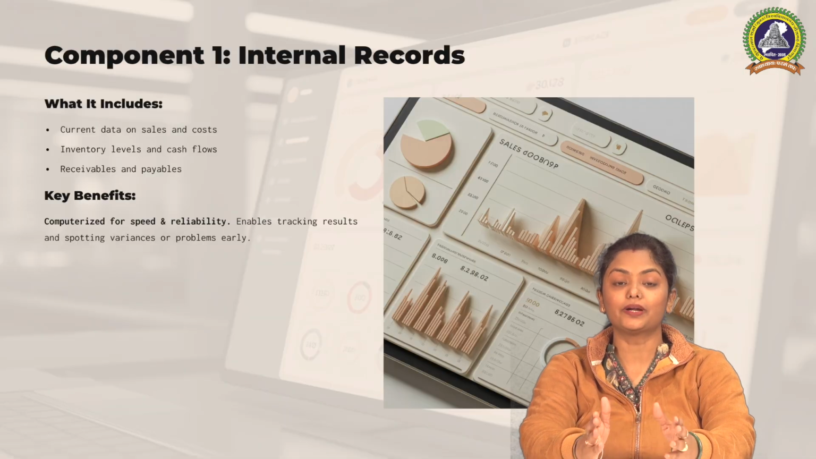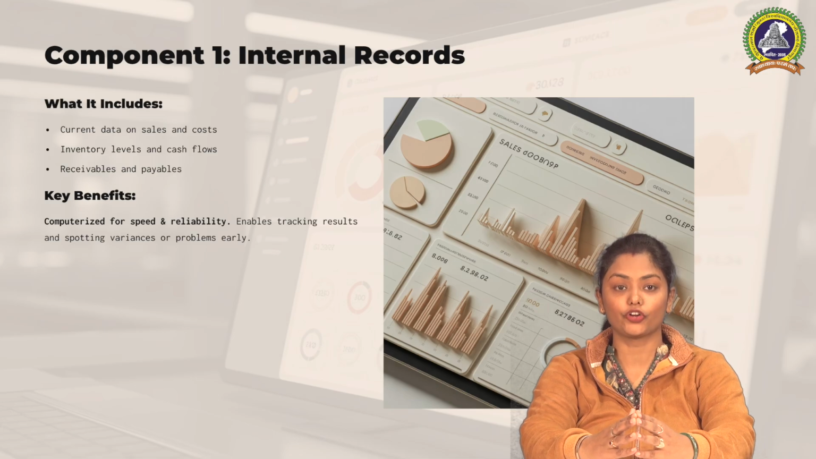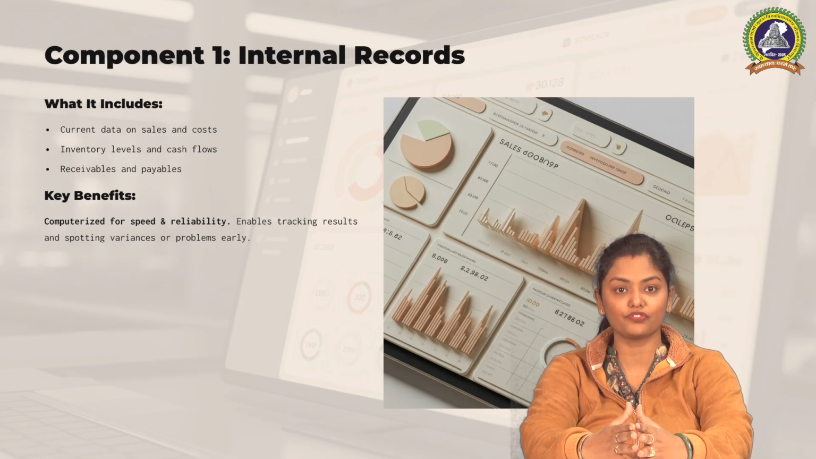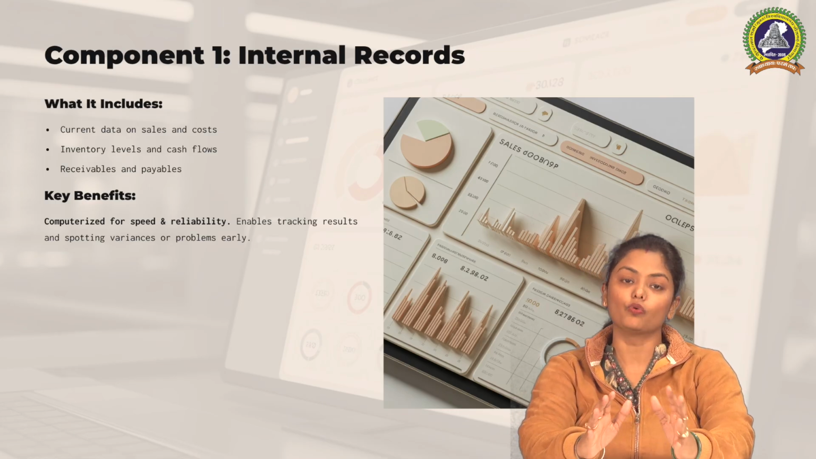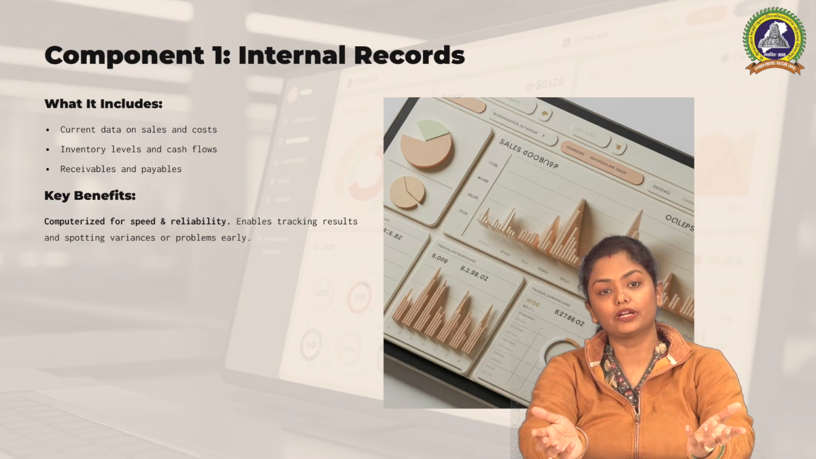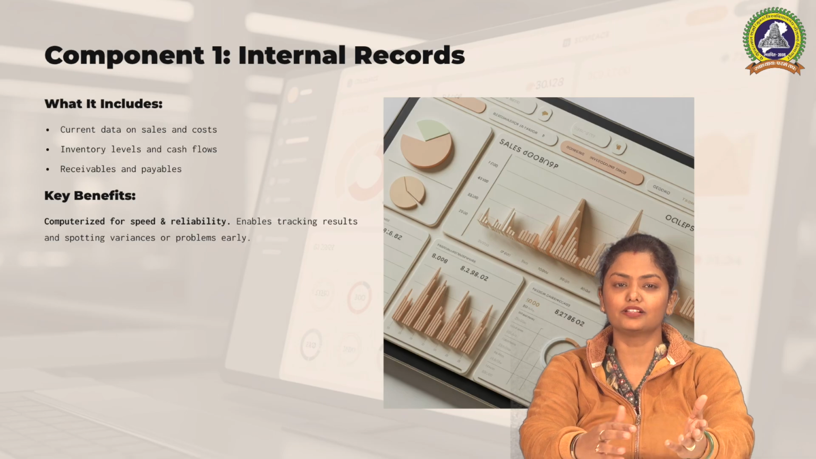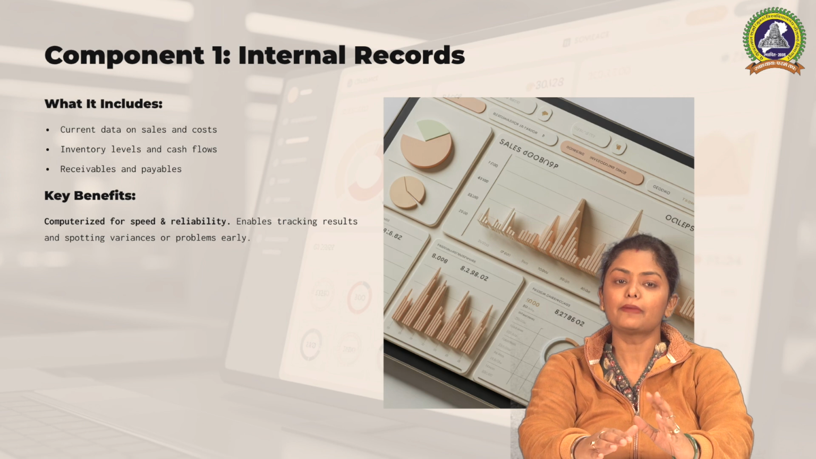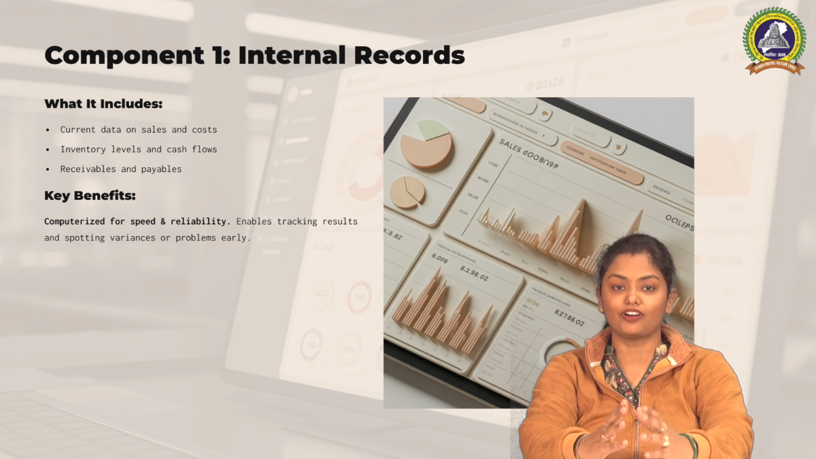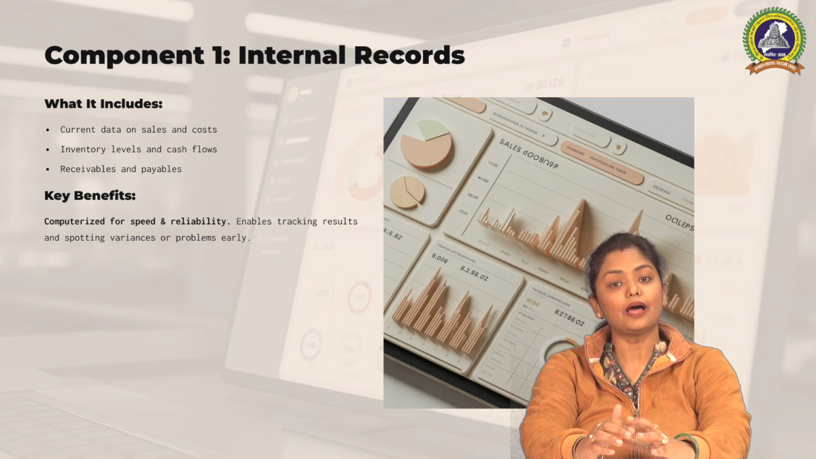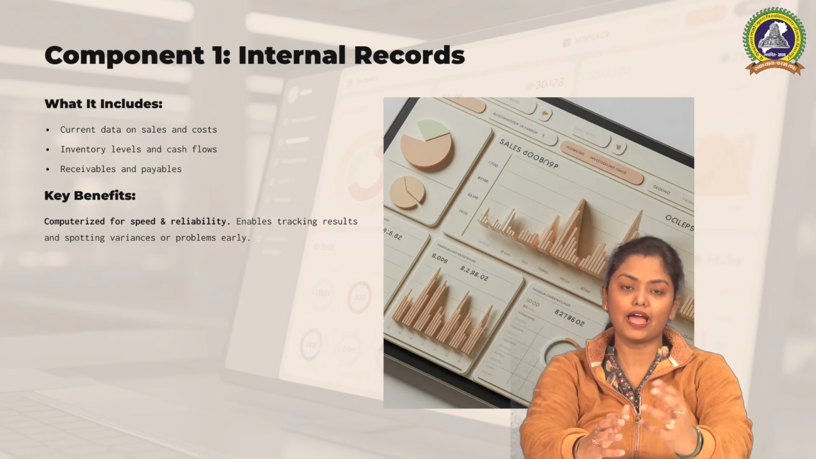The first and the most fundamental component of an MIS is its internal records. As the name suggests, this is where the marketing manager gets a vast amount of information from inside their own company. So, what information are we talking about? These records provide current, up-to-date information on key metrics like sales, costs, inventories, cash flows, and accounts receivables and payables. Many companies today maintain these internal records in a computerized format, which is a significant advantage. It helps marketing managers gain faster access to reliable information, allowing them to track results and spot any problem quickly.